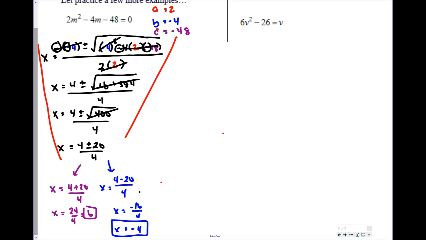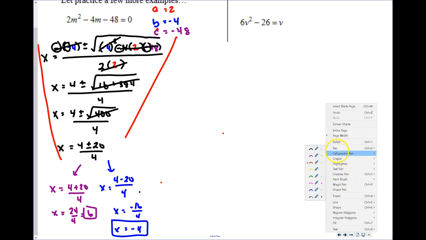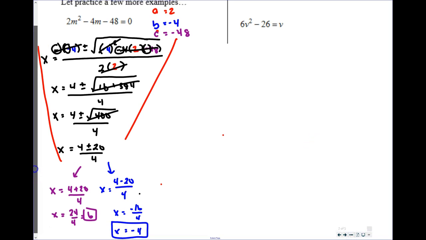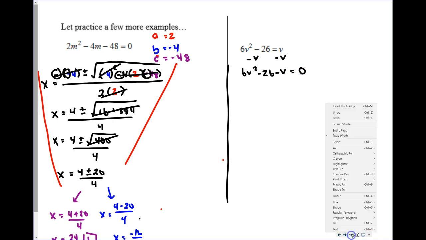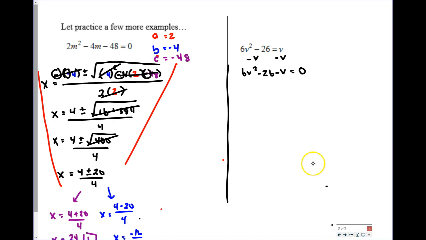Okay? The next problem is a little weird. This one on the right here. It's a little strange because I don't have it equal to 0 first. And this is really important. You've got to get it equal to 0. So I'm going to go ahead and subtract v over on both sides. I get 6v squared minus 26 and then minus v equals 0.